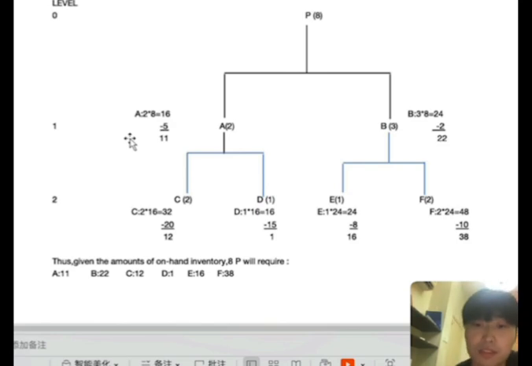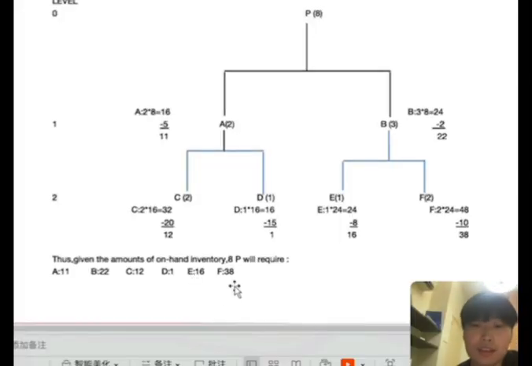So using this method, we can determine that 8 units of P will require 11A, 22B, 12C, 1D, 16E, 13F, right? Okay, the next part of the presentation will be delivered by my teammate.